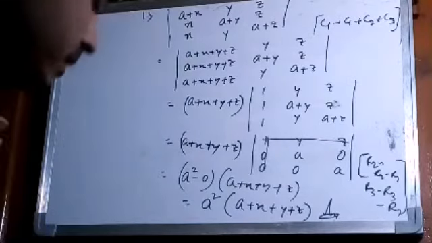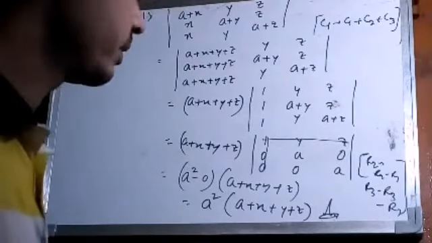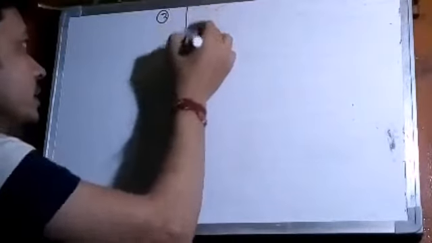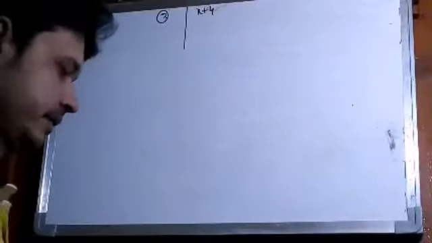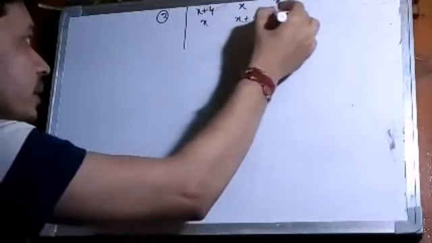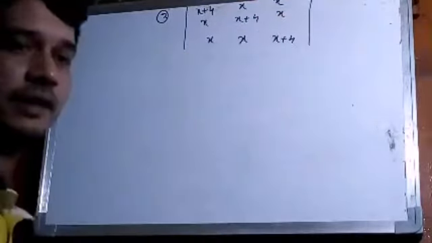Now we will solve the second sum of today, which is a very important sum, and the topic is very important for board exams and school exams. The second sum is given, sum number 2, determinant x plus 4, x, x. Then we have x, x plus 4, x. In the diagonal we have x plus 4, and all non-diagonal elements are x.